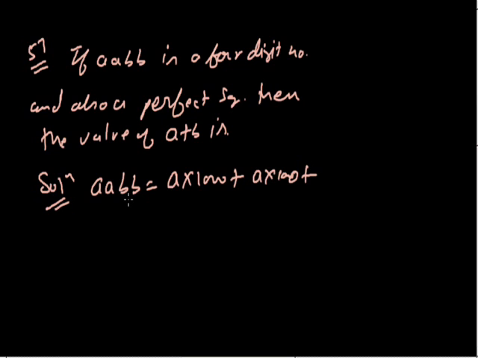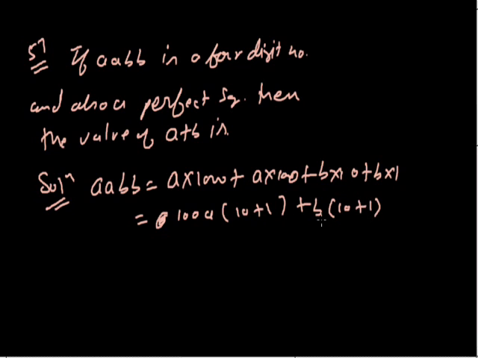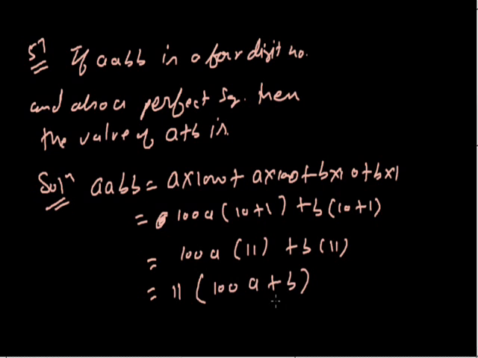Now this is your tens place, that is B into 10 plus B into 1. Now from these two we can take 100A common, in bracket we get 10 plus 1. From here we take B common, in bracket we get 10 plus 1. So 100A into 11 plus B into 11. From these two we take 11 as common, in bracket we get 100A plus B.